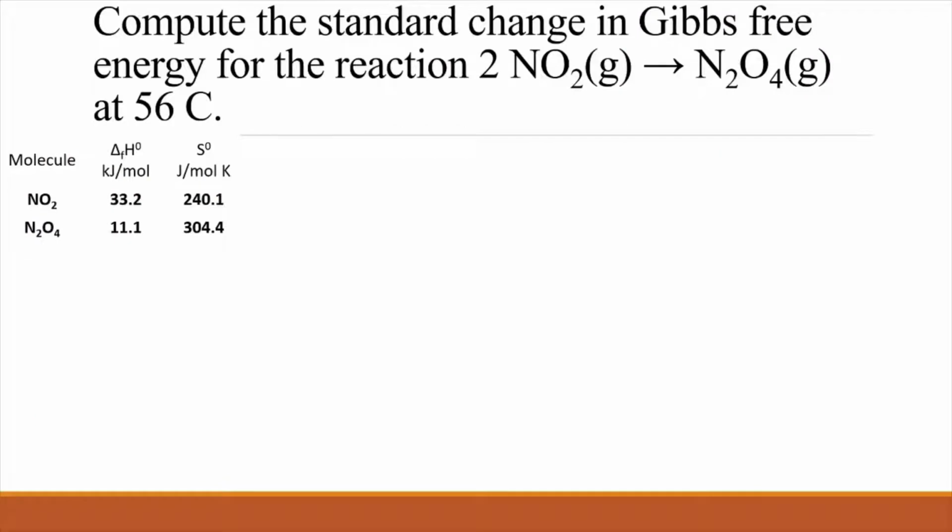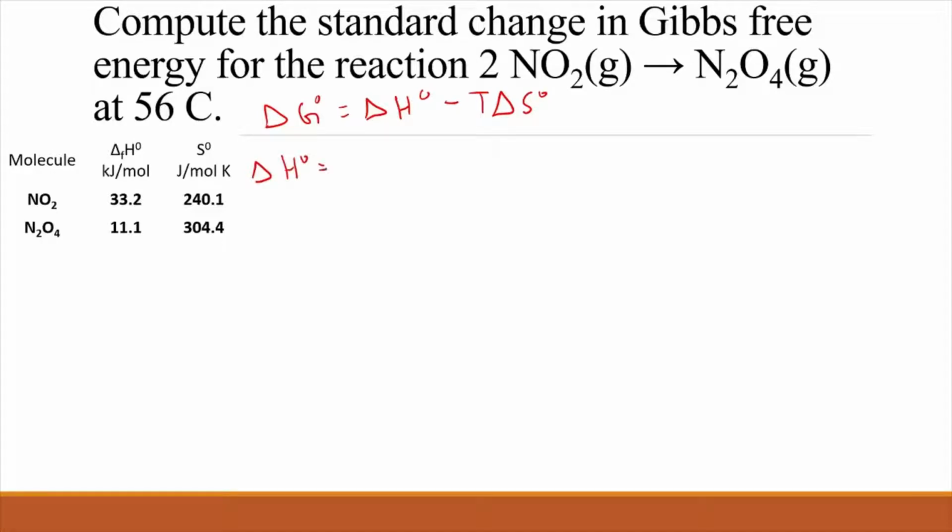Number 2, we want to calculate the standard change in Gibbs free energy for the reaction 2NO2 going to N2O4 at 56 degrees Celsius. And then they give us a table with delta H and S. So we know that delta G is equal to delta H minus T delta S. So let's go ahead and calculate our different parts.